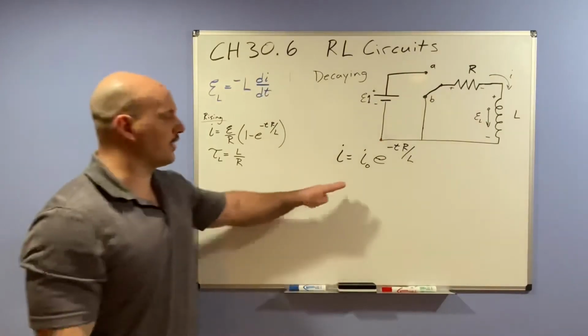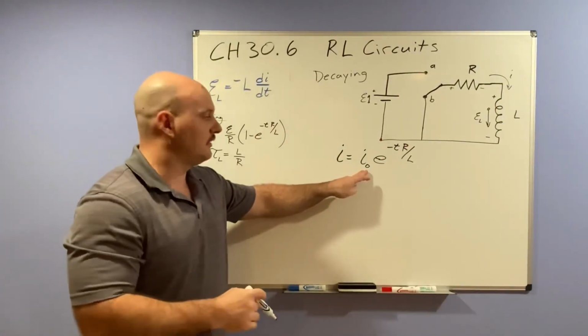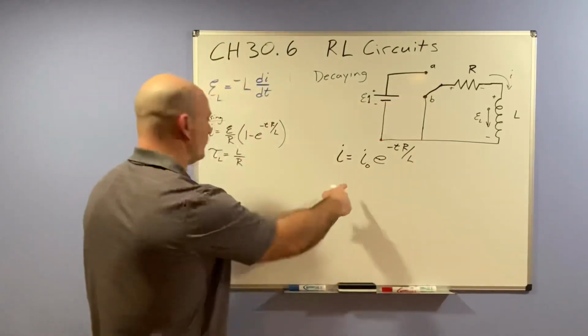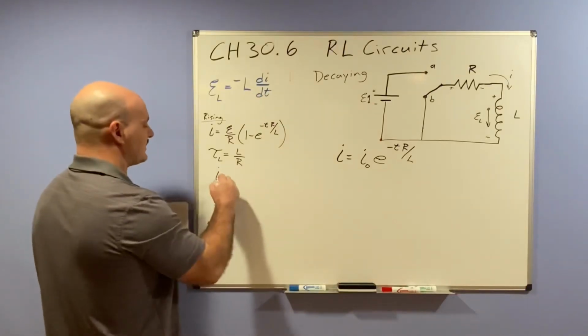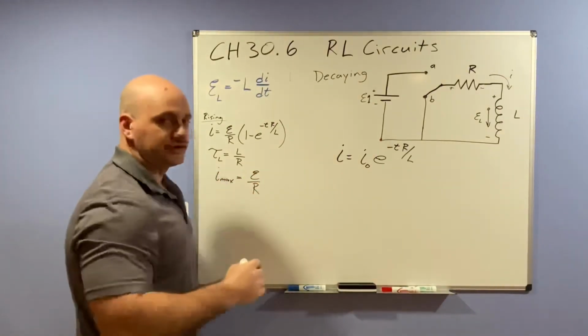I want you to remember this initial current could be anything, but if we were in position A for a very long time, it would be the maximum current, and we know that the maximum current, I max, is going to be EMF over R as a function of Ohm's law.